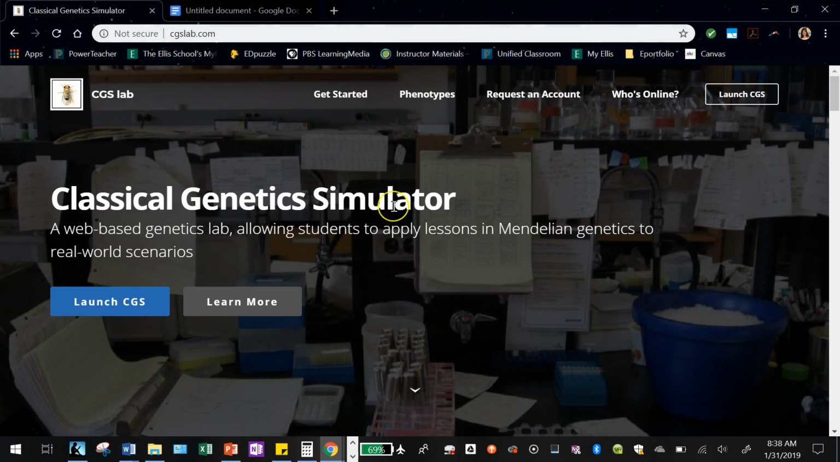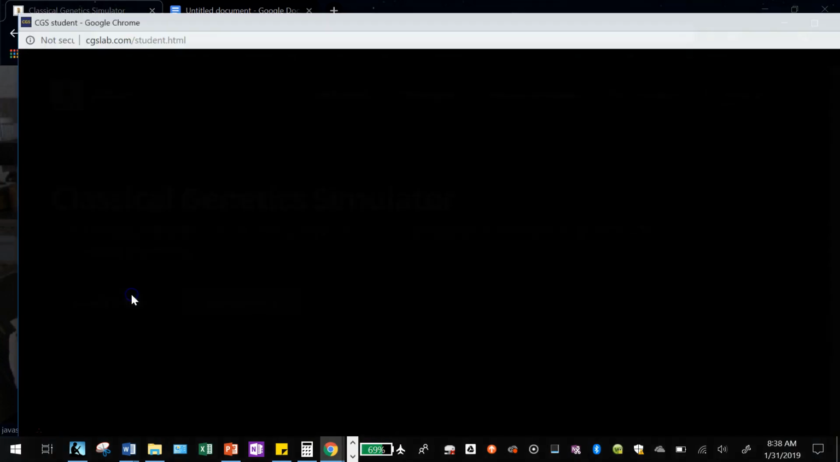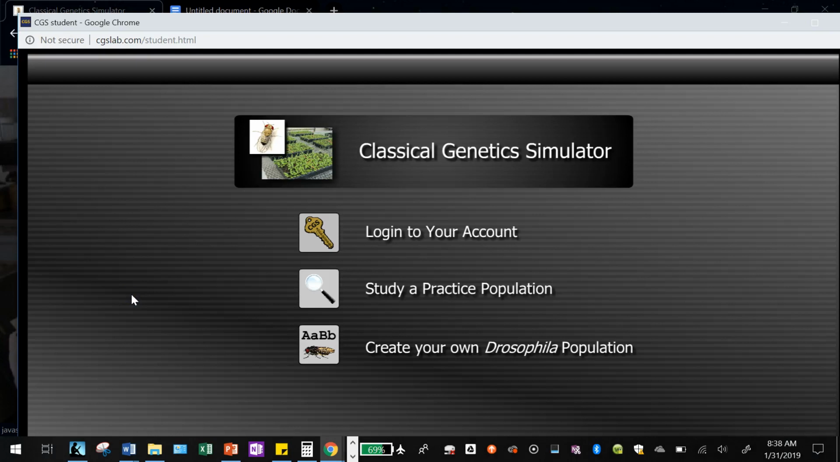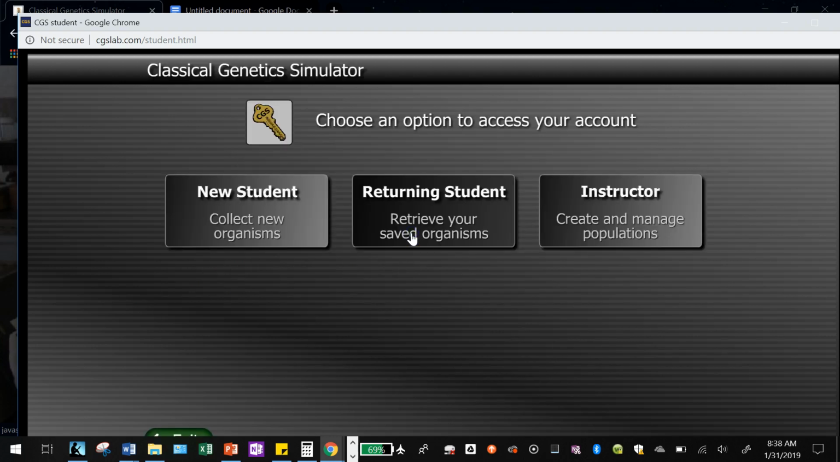So the first thing that you're going to do is type in cgslabs.com. You should get a site that looks like this. And you're going to go to launch CGS. It may tell you that you need to download some kind of player or something, but it should be on your computer. So just make sure you activate that. You are going to log into your account. And because you're a new student, you are going to click New Student.